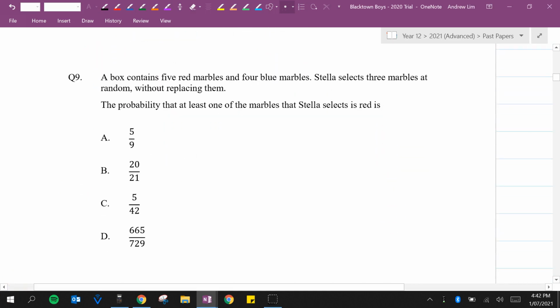Okay, question 9. A box contains 5 red marbles and 4 blue marbles. Stella selects 3 marbles at random without replacing them. The probability that at least one of the marbles that Stella selects is red is... Okay, so we've got red or blue. She selects 3 marbles at random.